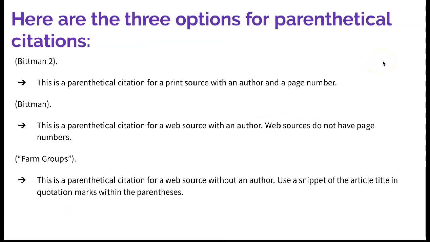One more time, I just want you to see these are the only ways that parenthetical citations can look. For a print source, you could have the author's last name and the page number, no comma, period at the end. If we have a web source that has an author, but there are no page numbers for a web source, you're just going to put that author's last name and then a period. And then lastly, if you have a web source without an author, which happens sometimes if you're on a government web page or something like that, you include a snippet of the article title in quotation marks within the parentheses. And again, the period is at the end.